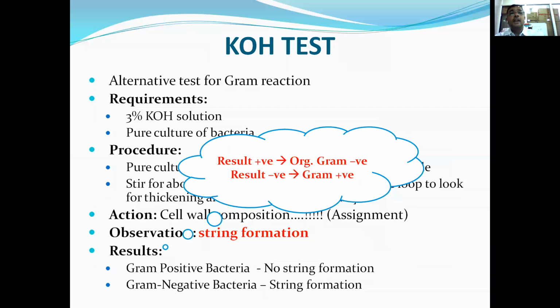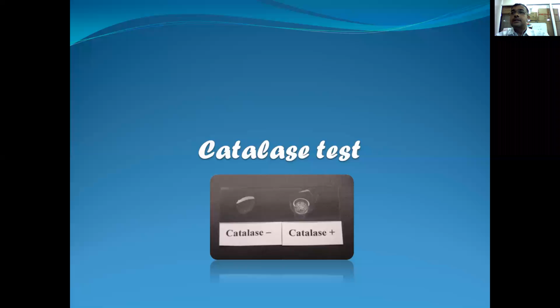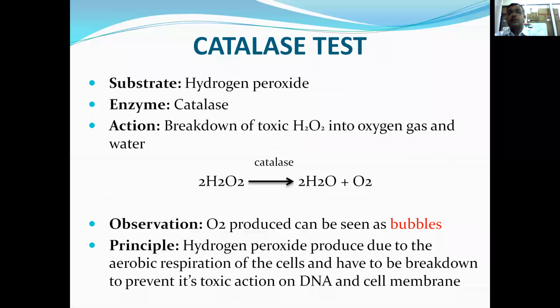Now moving to the next test, the catalase test. You have to remember here, if anything is suffixed with ASE, that indicates it is the name of an enzyme. So here catalase ends with ASE, which indicates it is the name of an enzyme, and we are targeting that particular enzyme in our test. Now we will see how this test is performed.